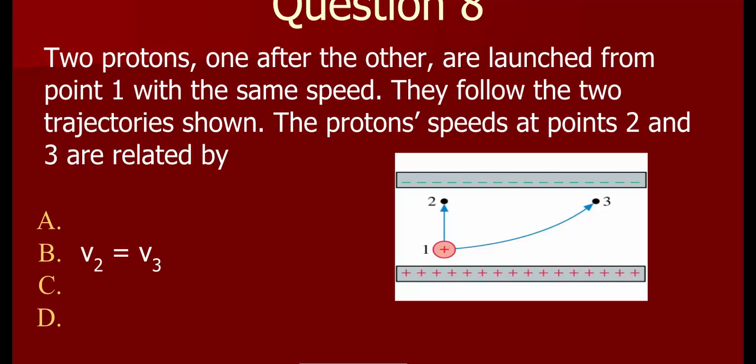Which one will get to the ground first? The one I just dropped or the one that goes down the ramp? The one I dropped. Okay.